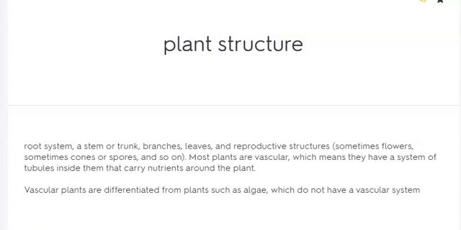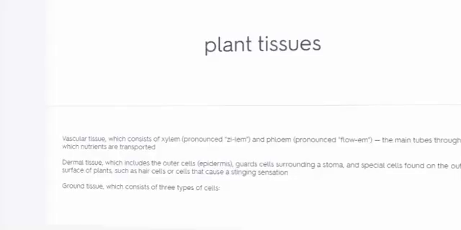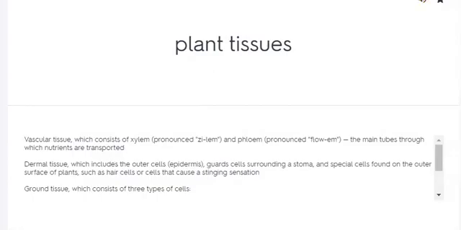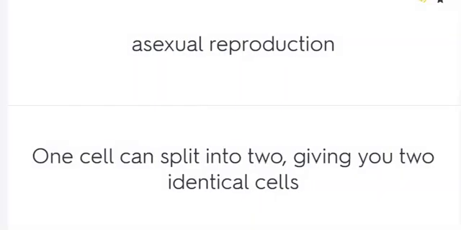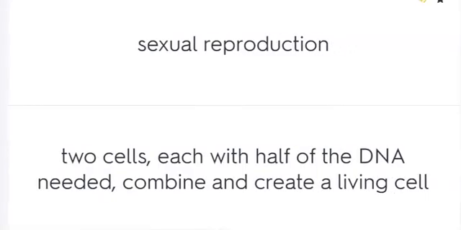Most plants are vascular, which means they have a system of tubules inside them that carry nutrients around the plant. Vascular plants are differentiated from plants such as algae, which do not have a vascular system. Plant tissues. Asexual reproduction: one cell can split into two, giving you two identical cells. Sexual reproduction: two cells, each with half of the DNA needed, combine and create a living cell.